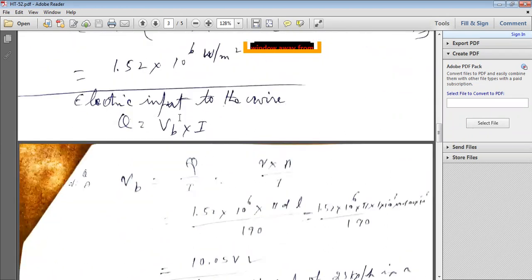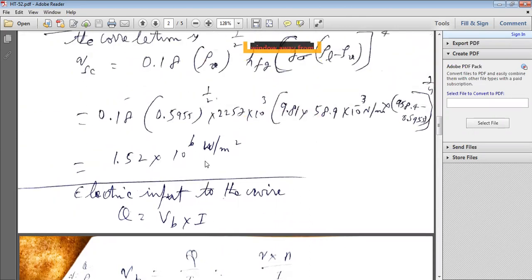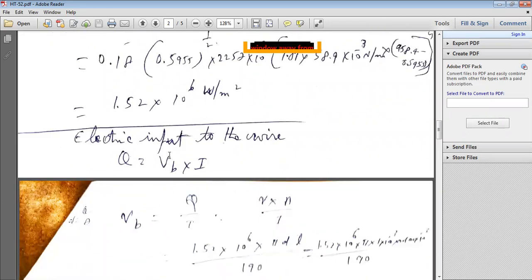How do you calculate it? For electrical input to the wire, the general formula is heat transfer rate Q equals voltage times current. From this, the burnout voltage VB equals the heat transfer rate Q divided by the current I. You know the heat flux value, but how do you get the total heat transfer rate?